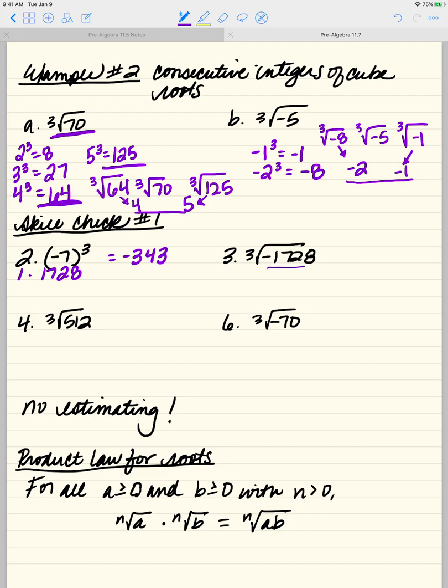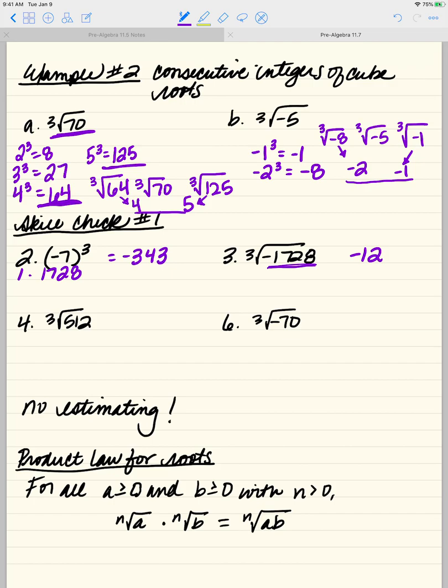So if we're talking about the cube root of negative 1,728, we know we're talking about a perfect cube that is larger than 10, or negative 10 in this case, okay? So you can try negative 11, you can try negative 12. Spoiler alert, the cube root of negative 1,728 is negative 12. Negative 12 cubed is negative 1,728, okay?